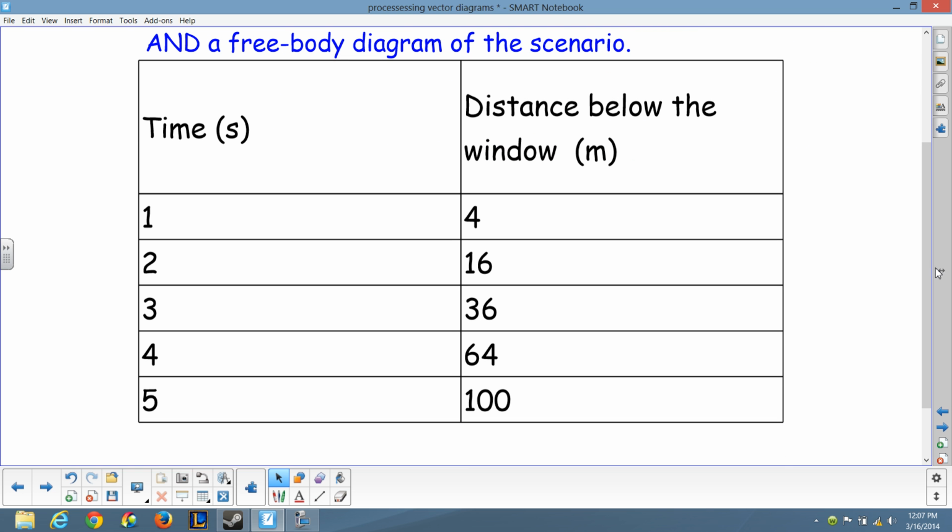So again, if you need to, pause this, and what I'd like you to do is draw a distance versus time graph. Now I don't need the numbers, all I need to see is the rough shape of the line, and also a free body diagram, and that's the thing with the arrows. So in just a second I'm going to switch the page and show you the answers.